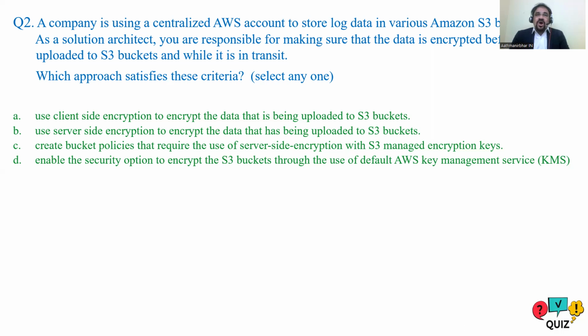Option C and option D. Option C, bucket policies that require the use of server-side encryption and manage S3 managed encryption keys. As we have already discussed, server-side encryption will not help. Option D is enable the security option to encrypt the S3 buckets through the use of the default AWS Key Management Service, that is KMS. So here, once again, the data will not be encrypted while it is in transit, just like option B. So the correct answer here is option A.